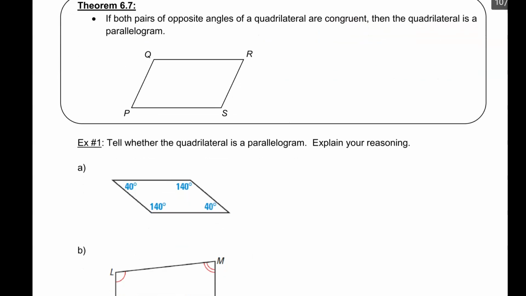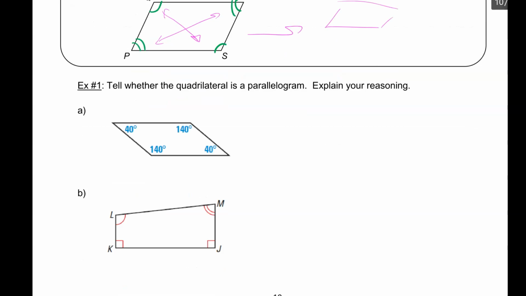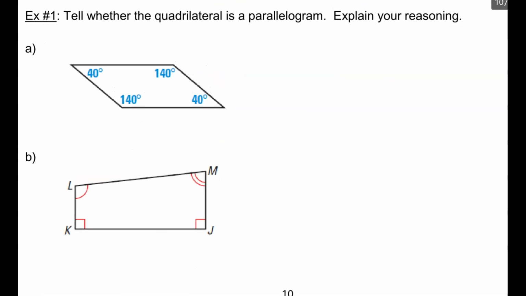If we have 2 sets of opposite sides that are congruent, then it will be a parallelogram. All right, if both pairs of opposite angles are congruent, so we have Q and S, P and R, so if both sets are congruent, and I just have a 4-sided object right now, I'm checking: are both sets of opposite angles congruent? Oh, guess what? They are. Then we say it is a parallelogram.